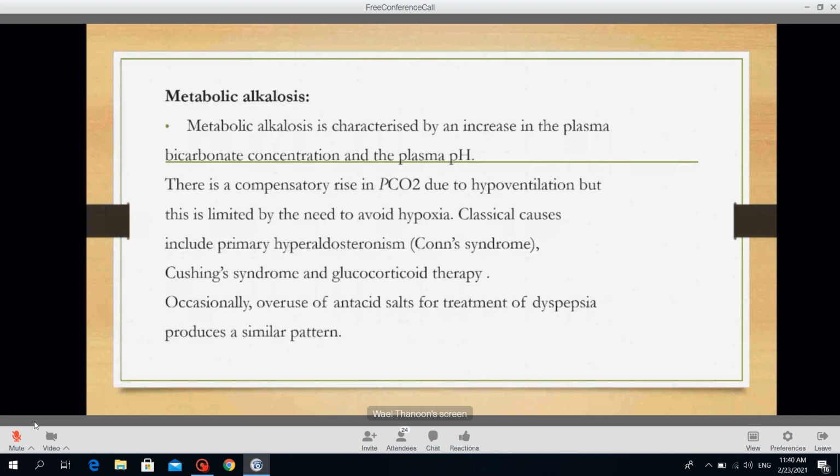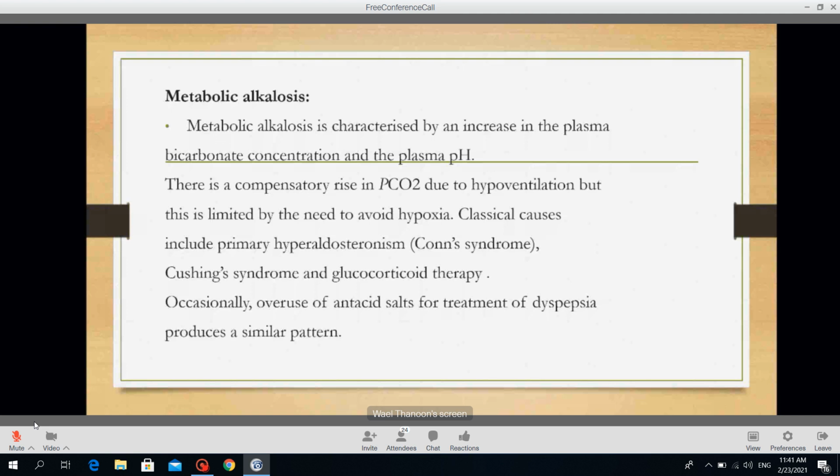Metabolic alkalosis means conservation of more bicarbonate in the body. It is characterized by increased plasma bicarbonate concentration and increased plasma pH. There is a compensatory rise in PCO2. Of course, the lungs try to retain CO2, a CO2 retention, to compensate for the increase in plasma pH due to the excessive bicarbonate level. The classical causes include primary hyperaldosteronism, Conn's syndrome, Cushing syndrome, and glucocorticoid therapy.